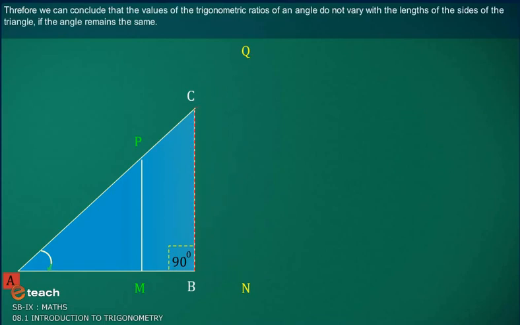Therefore, we can conclude that the values of the trigonometric ratios of an angle do not vary with the lengths of the sides of the triangle if the angle remains the same.